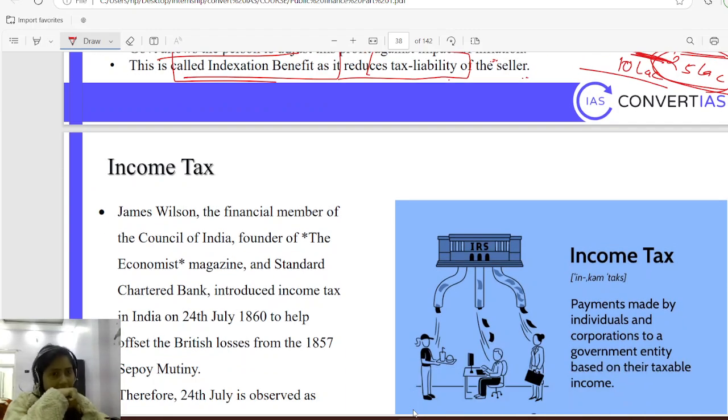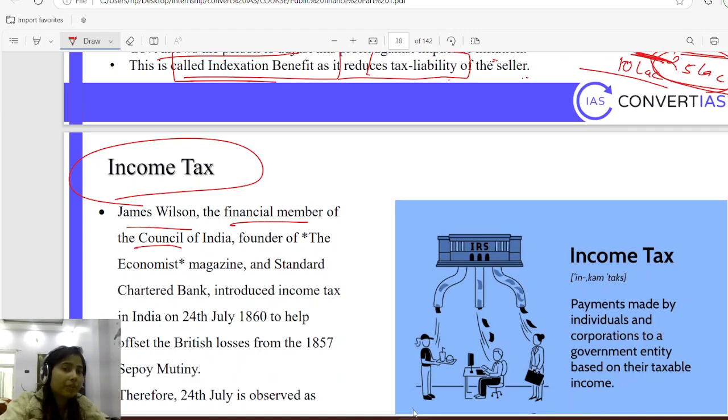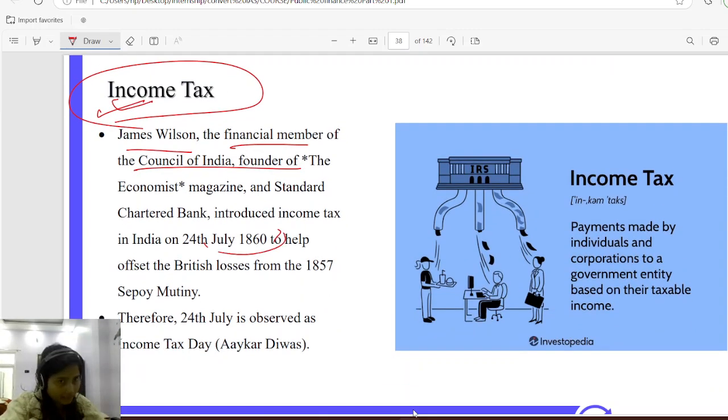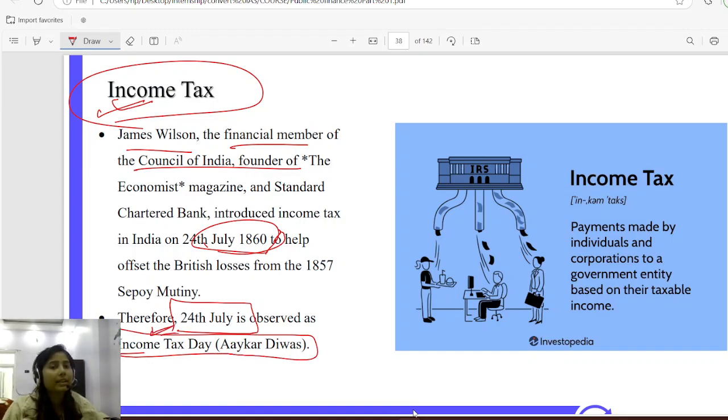Income tax, same thing, you are aware. James Wilson, a financial member of the Council of India, brought income tax during the Britishers' time in 1860. They were trying to recover their loss from 1857, the Sepoy Mutiny, the 1857 freedom struggle. On 24th July, it is observed as Income Tax Day, Aikar Divas, because it was imposed on that same day only.